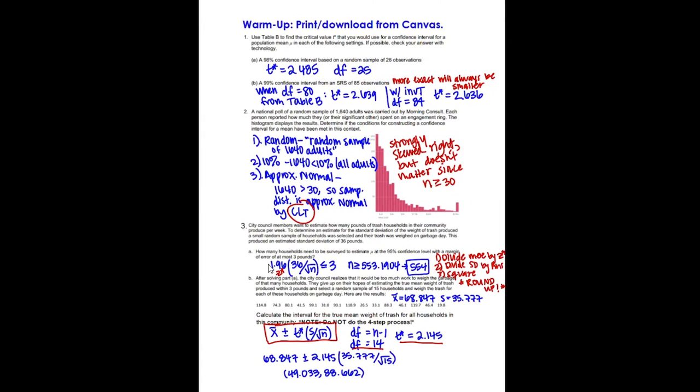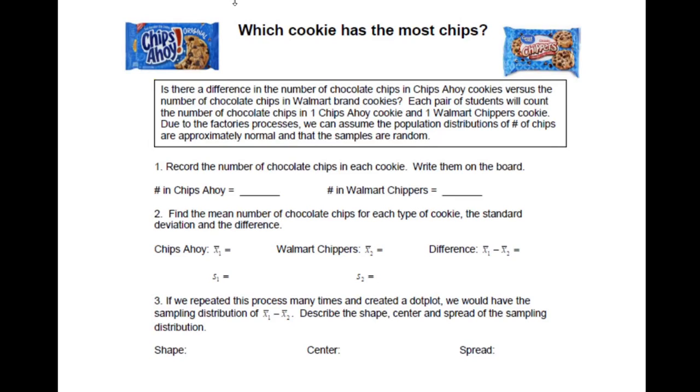Now let's take out the activity about the Chips Ahoy versus the chippers from Walmart. Today we want to know, is there a difference in the number of chocolate chips in Chips Ahoy cookies versus the number of chocolate chips in the Walmart brand cookies? So a lot of times people will say, oh, Chips Ahoy is better, but we want to know, is it really better or are they about the same? So we're going to be counting the number of chips in different samples of cookies. If you're at school, you can do that. And if you're at home, you'll just have to copy down some of the numbers that we have already gotten.